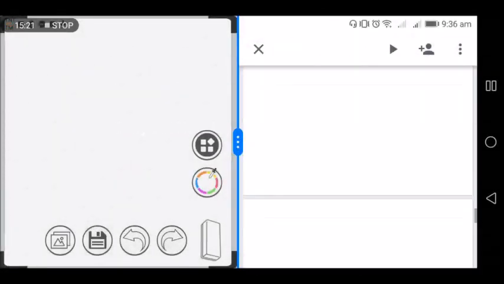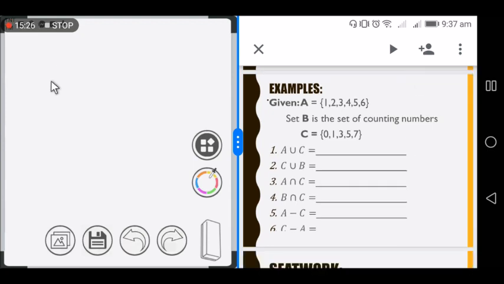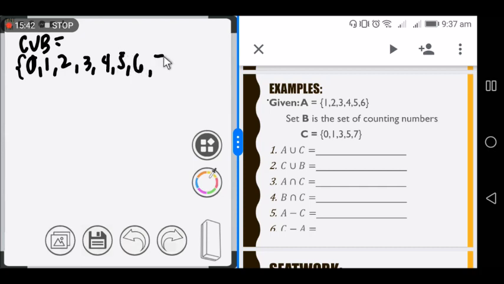Balikan natin yung sasagutan natin. So, nandun na tayo sa C union B. So, again, yung elements natin sa C union B is 0, 1, 2, 3, 4, 5, 6, 7, 8, then dot, dot, dot. O, yan na po yung C union B.